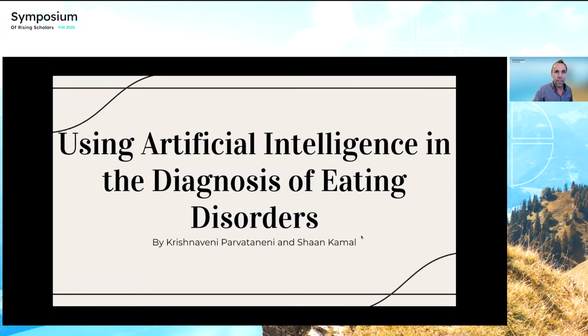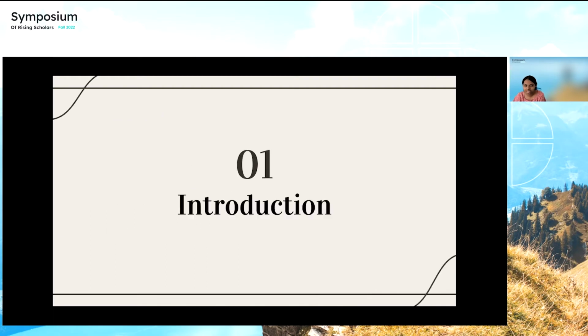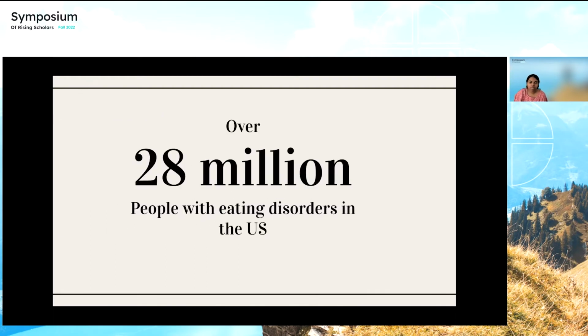Hi everyone, my name is Krishnaveni, and my project is using artificial intelligence in the diagnosis of eating disorders. A bit about me, I'm a junior at Basis in Silicon Valley, and I'm very interested in the intersection of biology and computer science. Over 28 million people in the United States suffer from eating disorders, including anorexia nervosa, bulimia nervosa, and binge eating disorders.